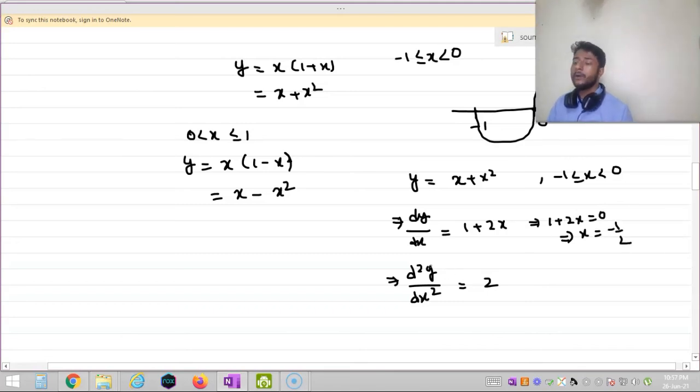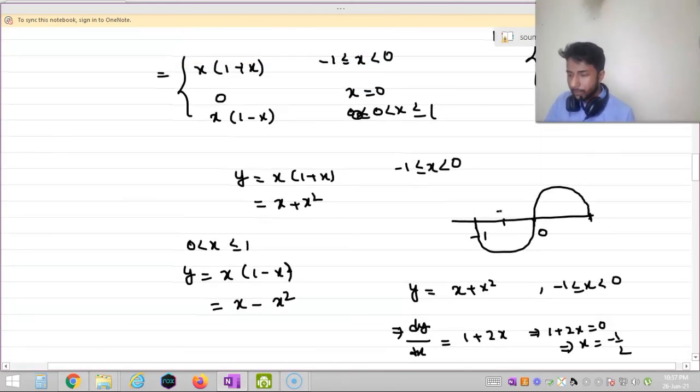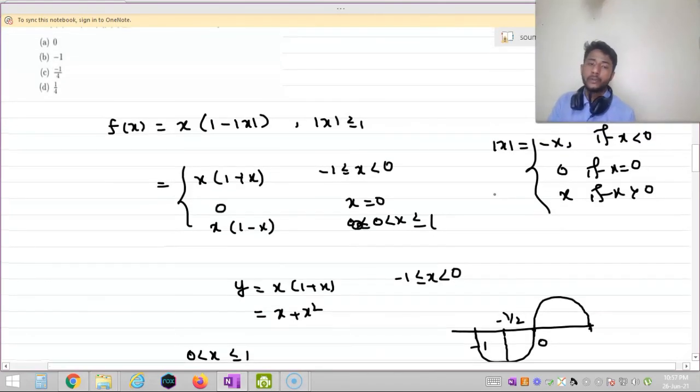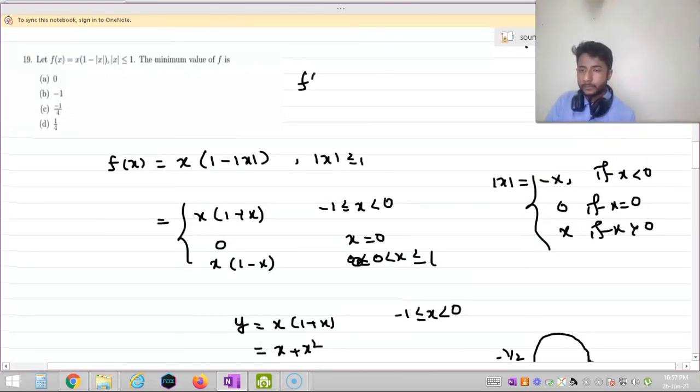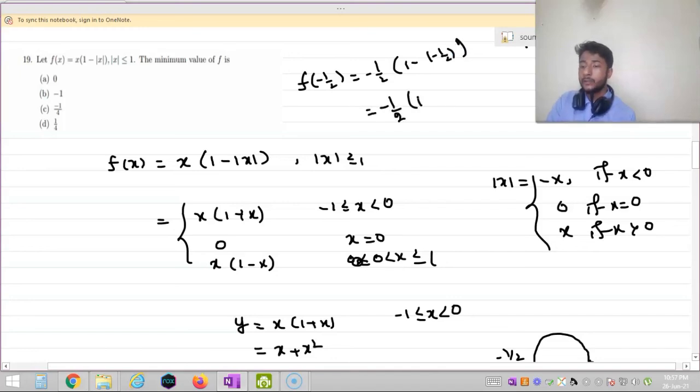You can see that the value of d2y by dx2 at x equals minus half is also 2, which is greater than 0. Hence I can say that y has a minimum at minus half. As this is in our range, I can say that f(x) also has a minimum at x equals minus half. So I have to find f of minus half. This is nothing but minus half into 1 minus mod of minus half, right? So this is minus half into 1 minus half, so this is minus half into 1 by 2. This is minus 1 by 4. You can see that option C is our correct option.